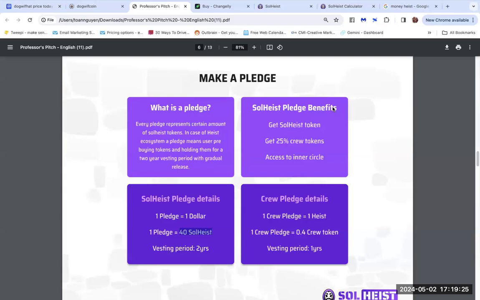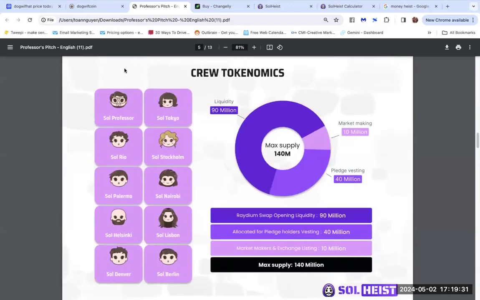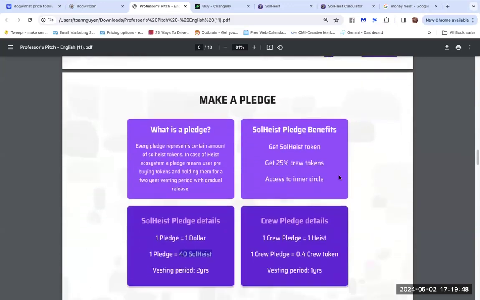The second benefit, which is my favorite, is you get 25% in crew tokens. Remember these cool crew tokens right here, right? What they're going to do is basically set aside 25% of the pledge supply. And they're going to save that for all of us that decide to actually make a pledge, and they're going to match you by 25% on each of the crew tokens.